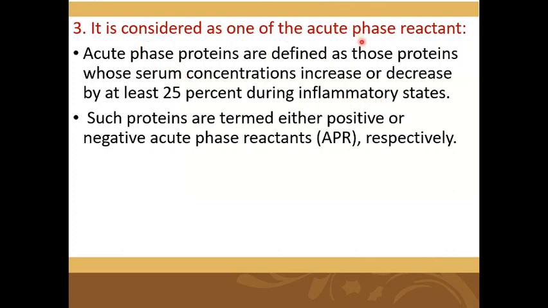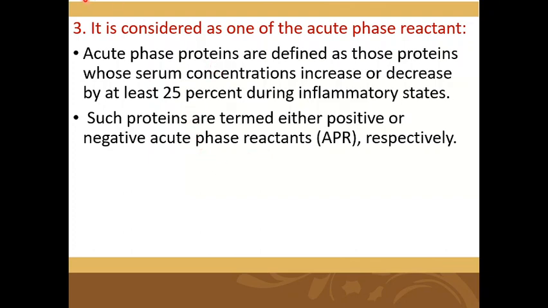It is considered an acute phase reactant. That is, globulins respond to the inflammatory diseases and their concentration is increased or decreased in inflammatory condition. Such proteins are termed either positive or negative acute phase reactants. If their quantity is increasing, they will be positive acute phase reactants, and if it is decreasing, they will be negative acute phase reactants.